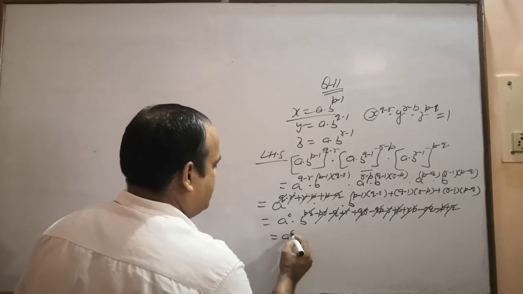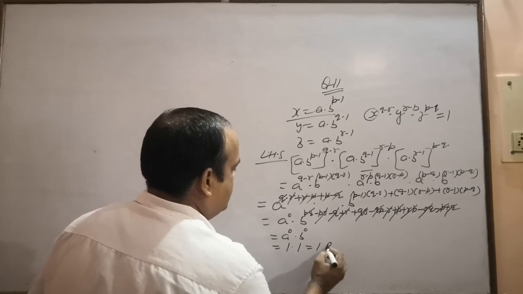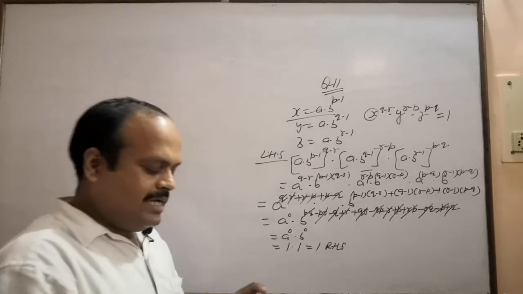So what do we get? A to the power 0, B to the power 0. So 1 into 1 equals to 1. Hence right hand side.